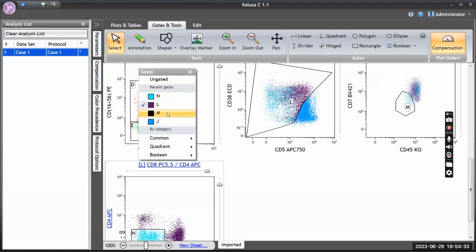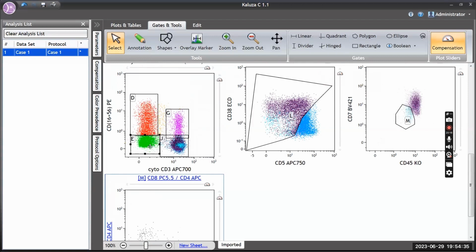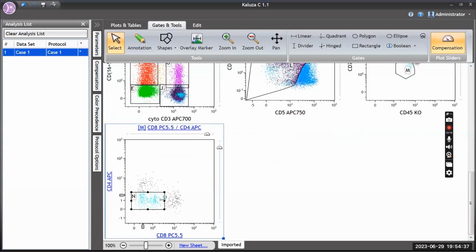Any other doubts with respect to this population? Sir, B-ALL blast can be CD45 bright positive, no? Sorry, T-ALL blast can be CD45 bright, no? Very, very, very rare. You mean to say B lymphoid, I mean B-ALL, right? Yes, B-ALL blast being CD45 bright is very rare.